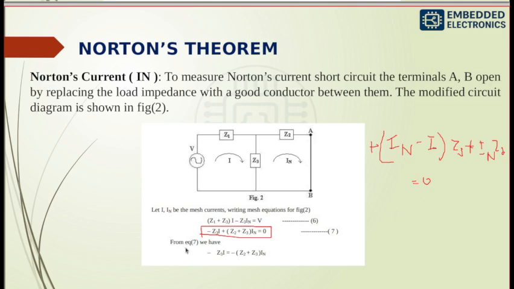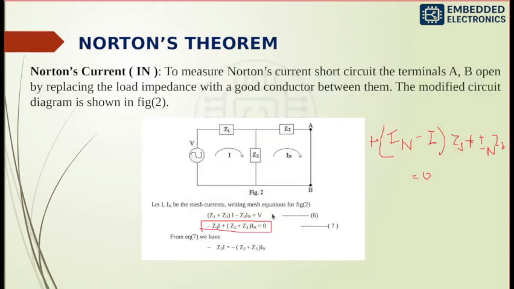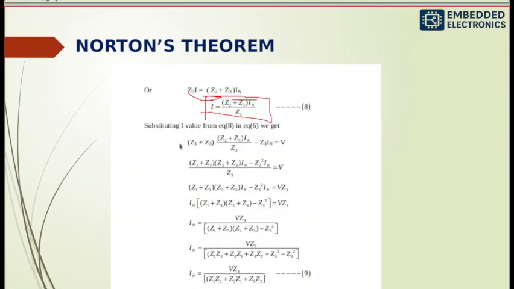Okay. Now from equation 7 we have this, right? We got the I value. How? So I equals, move this to the right side, then it will become divided by. So we got the I value. Similarly we need to find the IN value also. So substitute this I value in the first equation. Then the equation will become like this.